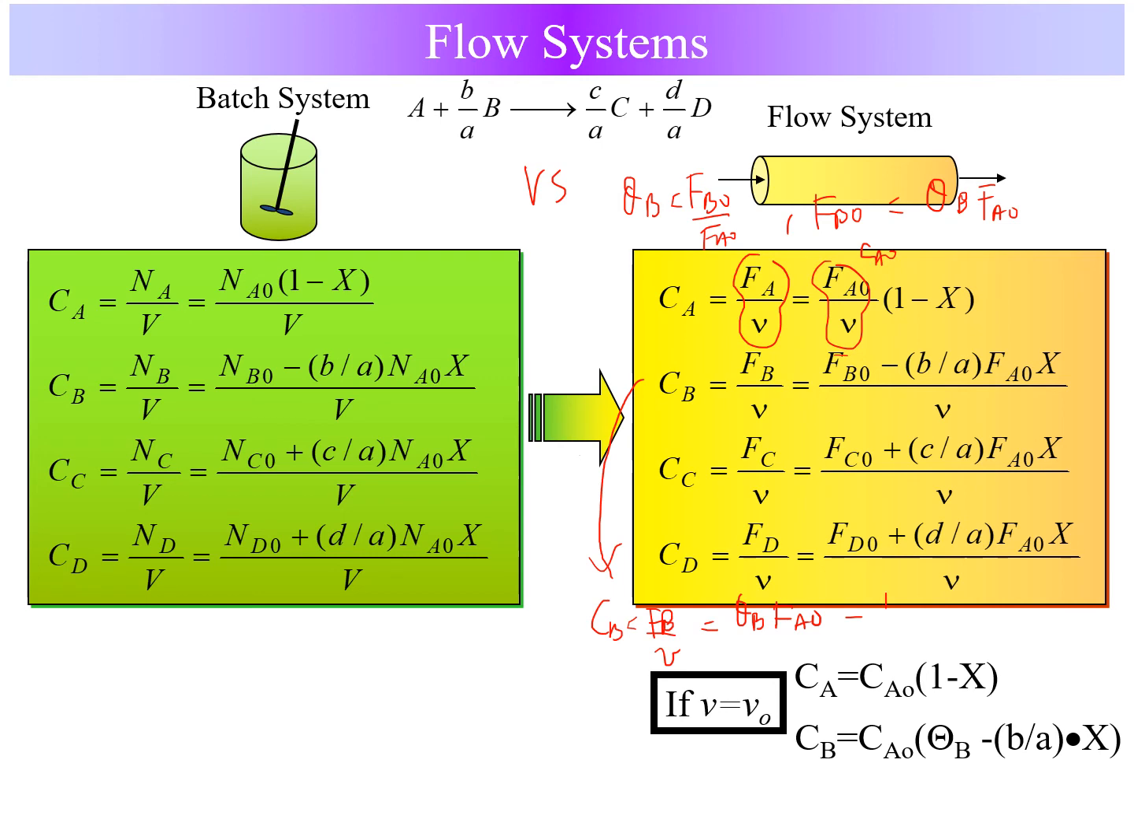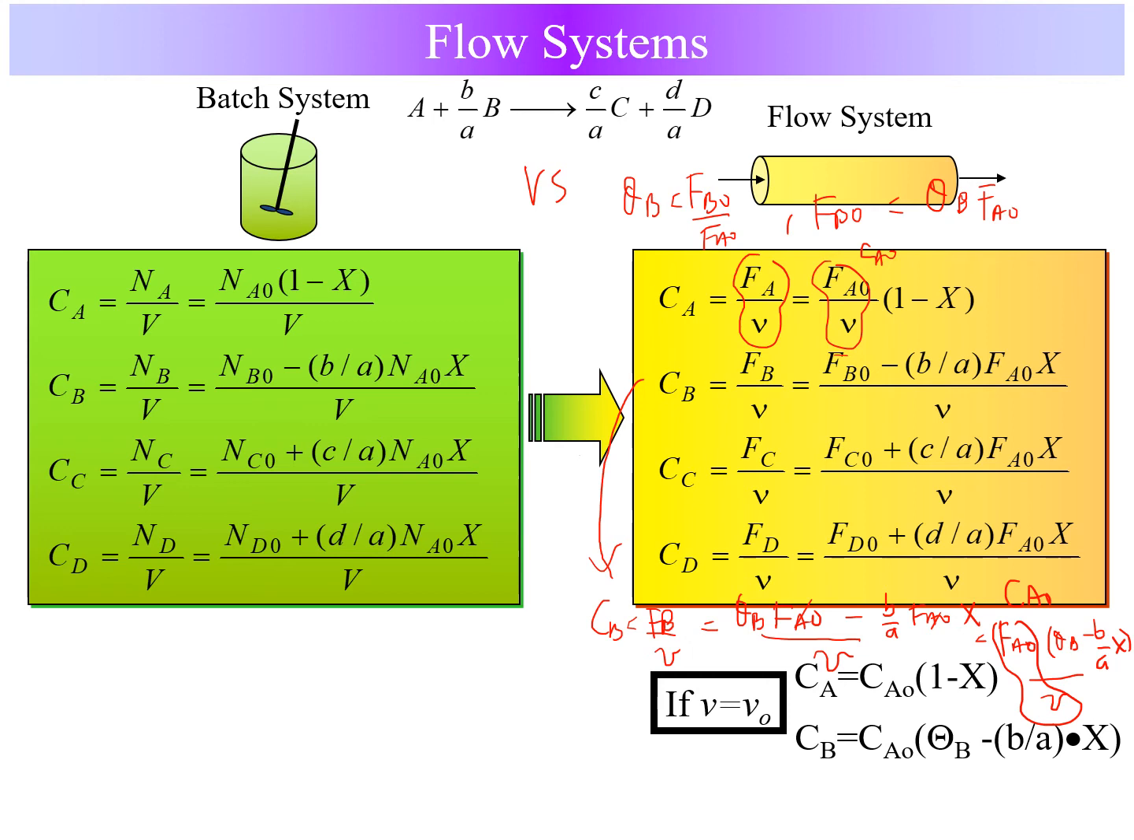Hopefully you can see my writing here: theta B times FA naught, minus B over A times FA naught X, over the volumetric flow rate. You can take FA naught out, times theta B minus B over A X, and then over V. So this one you can change into CA naught. Hopefully you understand this part.